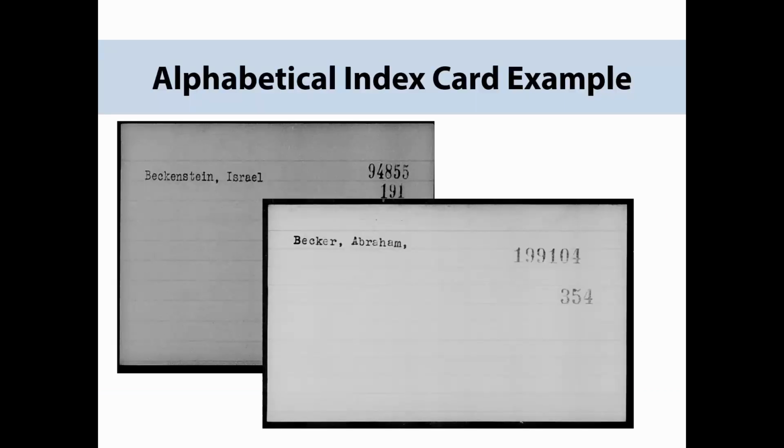And here are examples of what some of these records look like. So we have an Israel Beckenstein is going to come before Abraham Becker. And the information on the card is basically corresponding to the information on how you can actually obtain a copy of the naturalization file. There usually is some kind of docket or case file number or other reference that you can see. But in this case, we see that it is in fully alphabetical order, which is the ideal.